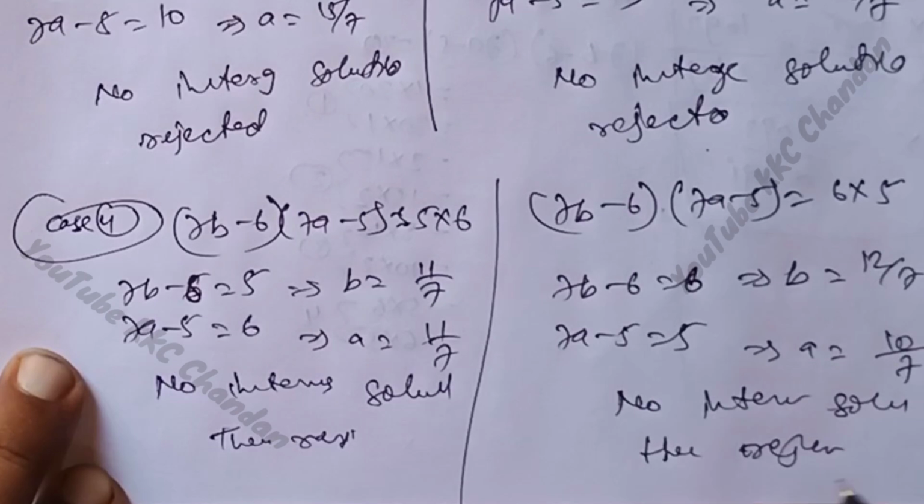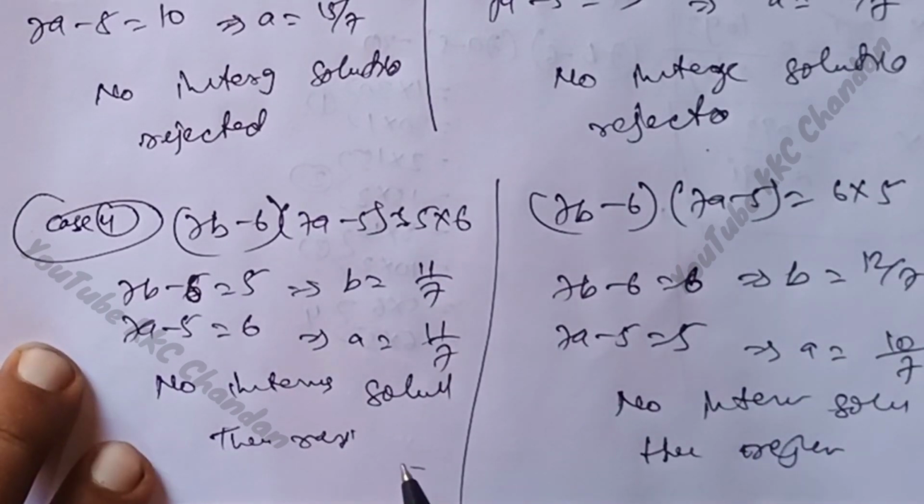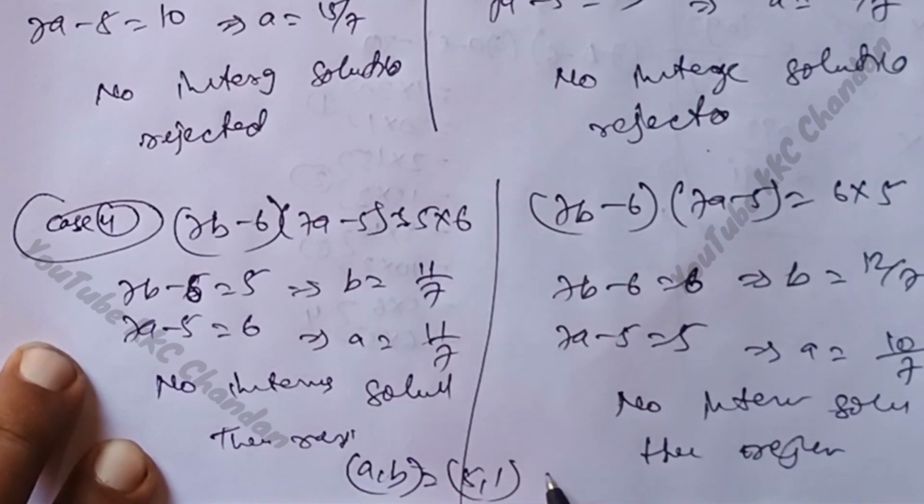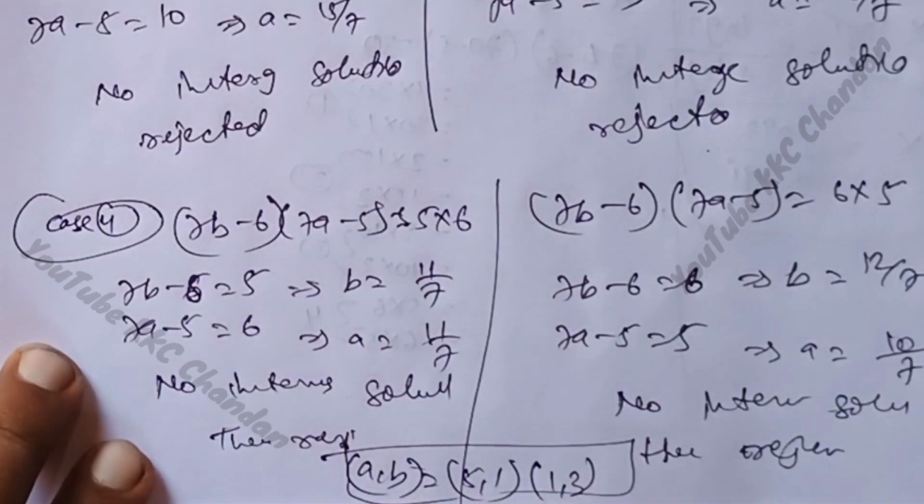They will be rejected. Only two solutions remain: first, a and b values are 5 and 1; second, the values are 1 and 3. These are the only two solutions.